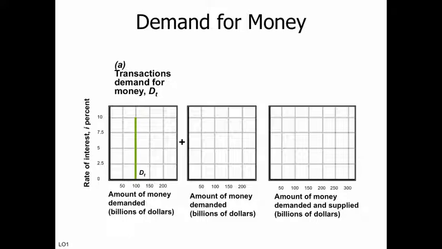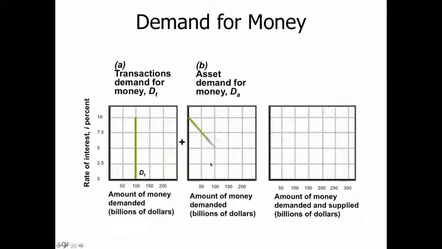So the amount of money I want to keep in my pocket or my checking account to buy everyday goods and services isn't a function of the interest rate, it's a function of GDP. So whatever GDP is right now, we're keeping $100 billion in transactions demand for money. And it doesn't matter if the interest rate is 0 or up here at 10%. Transactions demand for money in this example is always $100 billion.